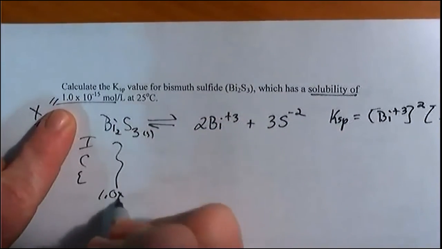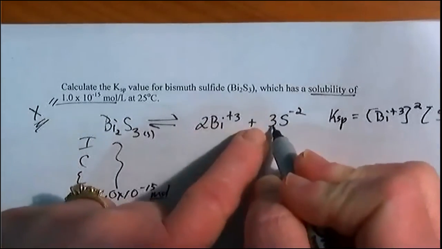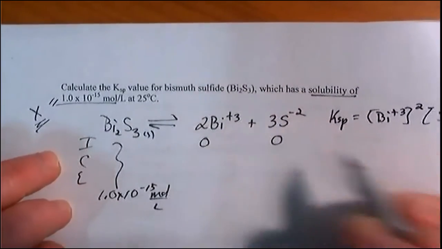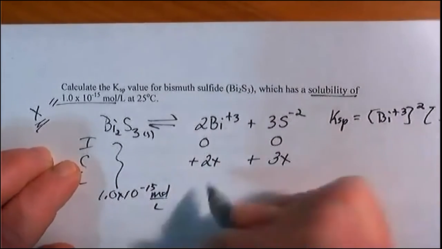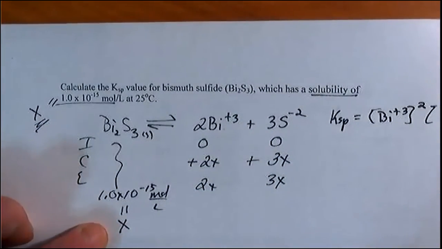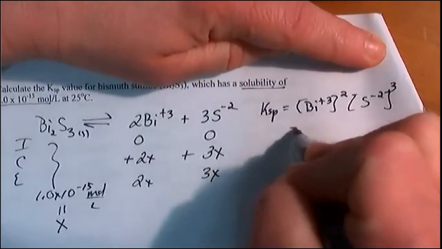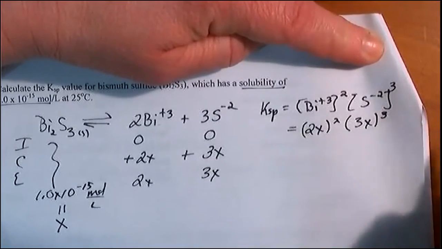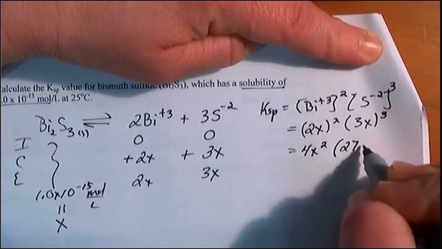For every one of these, I make 2 bismuths and 3 sulfides. I'm not told I'm starting with anything else in the solution. So these are going to be 0 and 0. So my change will be plus 2x and plus 3x. So 2x and 3x. Realizing my solubility is my x. So different ways we could do this. To find Ksp, you could just plug in your expressions of x. So this is 2x squared and then 3x cubed. You could get this to be 4x squared and then 27x cubed.